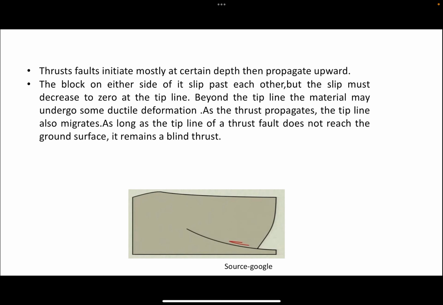Then we discuss another type of thrust. When allochthonous rocks form a window, these are mostly related to thrust folds. Now, when we fold, the thrust folds initially start at a certain depth and propagate upward. Now we can draw it here, a very little penny shape.